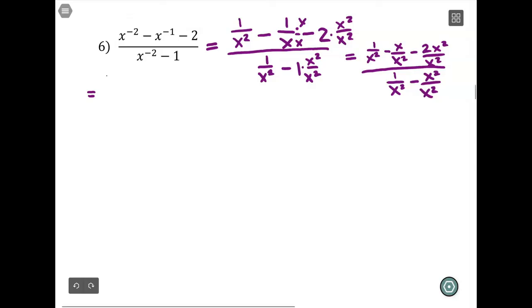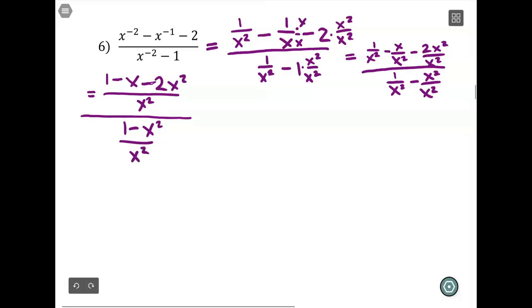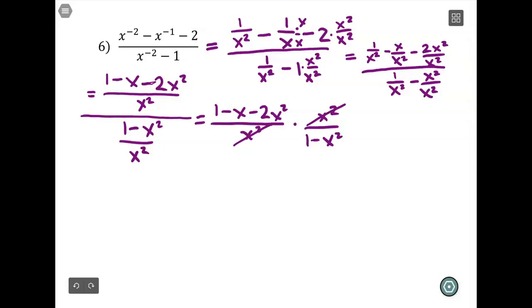Okay, so when we go to combine, we're going to get 1 minus x minus 2x squared over x squared for our numerator, and 1 minus x squared over x squared for our denominator. So we've now performed all of the subtraction. We are ready to say things are now officially grouped as they should be. Let's multiply by the reciprocal. X squareds will cancel.